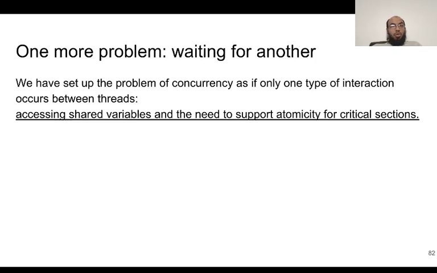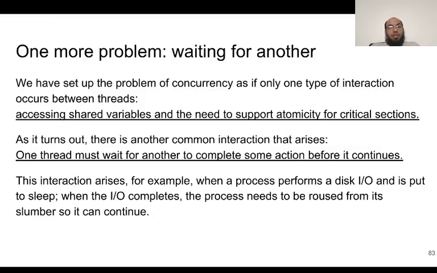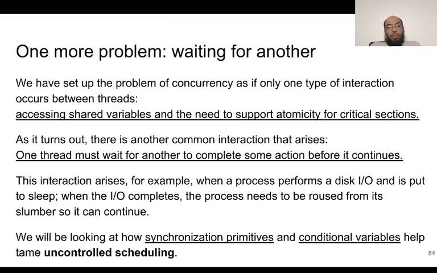Although this is mostly what we have been talking about, there is another problem that we're going to talk about, which is when one thread must wait for another to complete some action before it continues. Sometimes you have dependencies in your code. Part of the code is dependent on another part. And we will talk about two things, synchronization primitives and conditional variables.